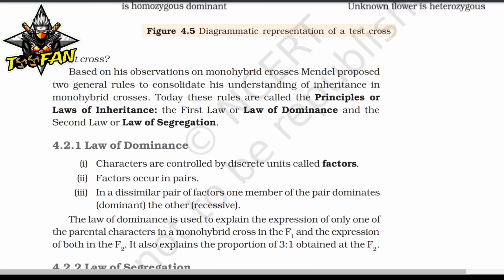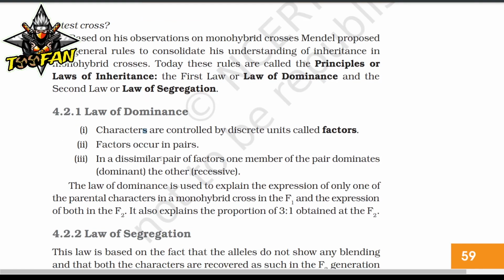Law of dominance. Characters are controlled by discrete units called factors. Factors occur in pairs. In a dissimilar pair of factors, one member of the pair dominates the other. The law of dominance is used to explain the expression of only one of the parental characters in a monohybrid cross in the F1 and the expression of both in the F2. It explains the 3:1 proportion obtained at the F2.